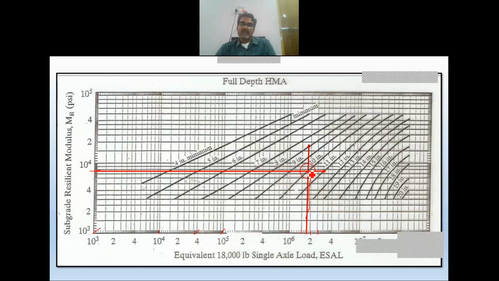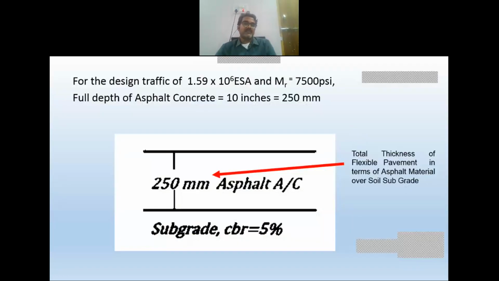It will intersect here. Now this intersection point denotes the thickness of the pavement. In this case, it intersects on the curve of 10 inch. Therefore, 10 inch is the thickness of flexible pavement. So for 1.59 into 10 power 6 and MR of 7500 PSI, the full depth of asphalt concrete is 10 inches, that is 250 mm. Therefore, the thickness of flexible pavement is 250 mm asphalt over a subgrade of 5% CBR.